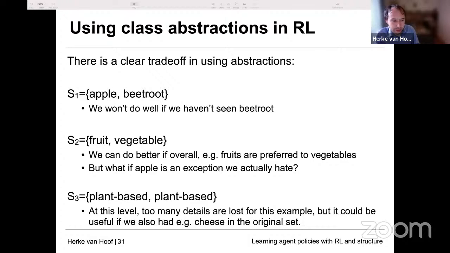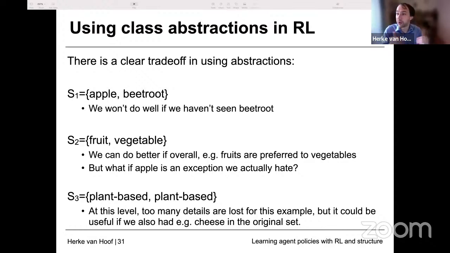If you abstract a bit, you could do better overall. So for example, in general, I prefer fruit over vegetables, so let's go with the apple. But maybe I like fruit in general, but I absolutely hate apples, right? So there is some risk that you lose some kind of precision.